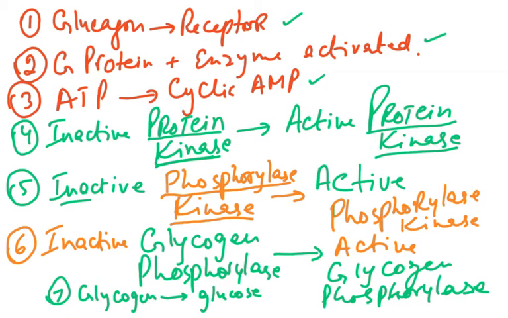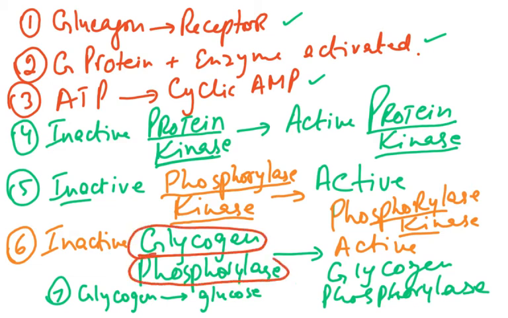So the protein kinase activates phosphorylase kinase, and that finally activates the most important enzyme, which is glycogen phosphorylase. And the word makes sense, glycogen phosphorylase. Now the glycogen phosphorylase, when it's converted from inactive, is going to do the final thing we want done, which is converting the glycogen to glucose.